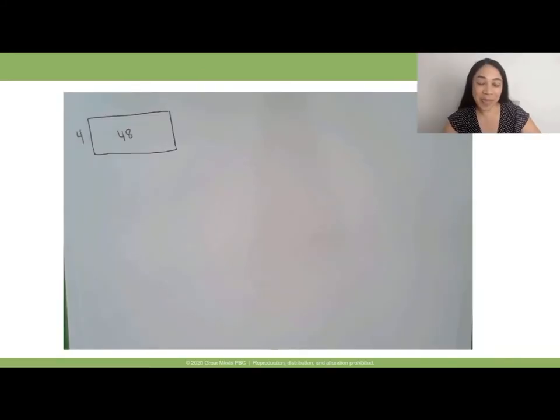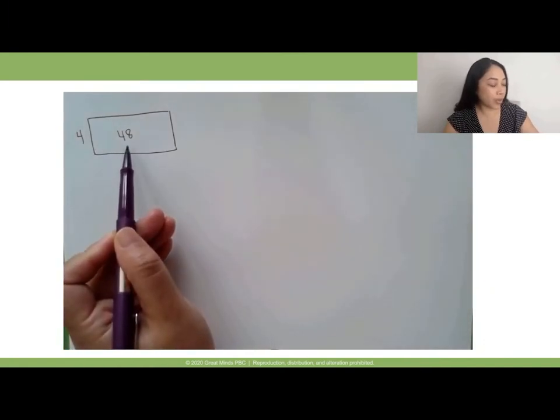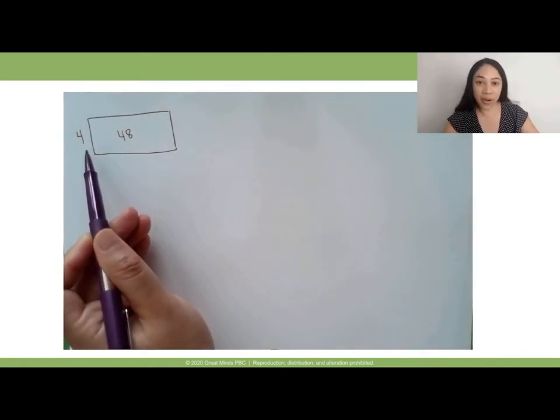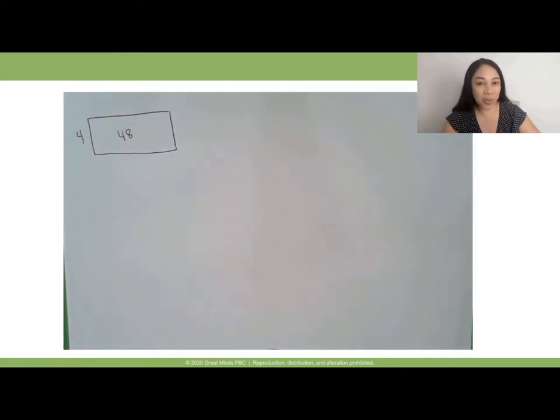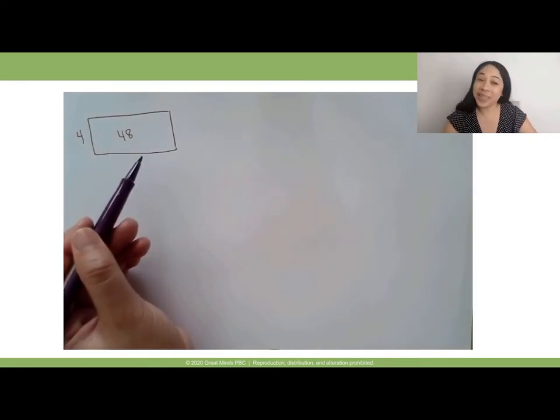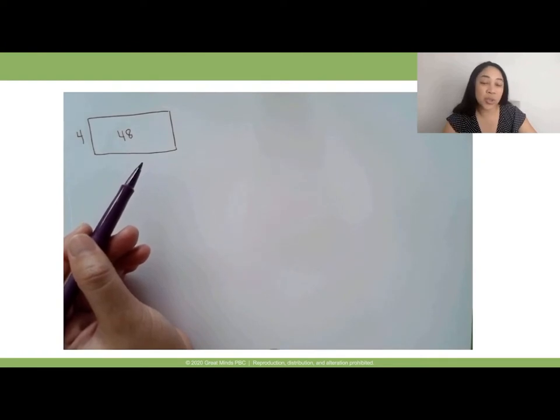You'll see on my paper I've drawn a rectangle with an area of 48 square units and a width of 4. Go ahead and on your paper now, draw the same rectangle. Next, I'd like you to draw another rectangle with the same area directly below this first one. But this time, partition it into two parts.